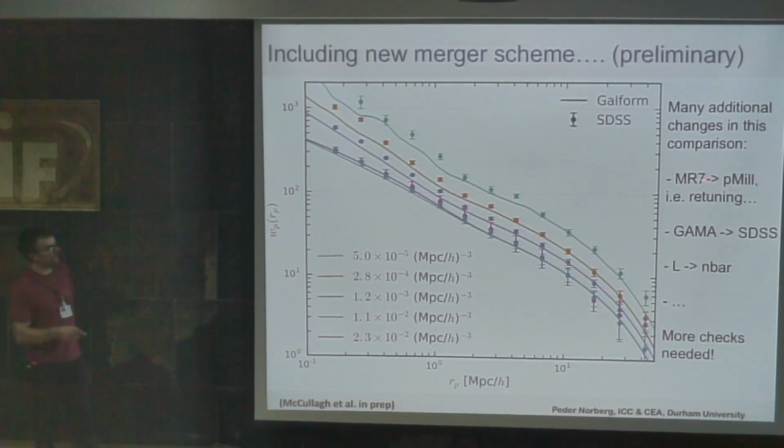We have changed simulations, going from MR7 to P Millennium. In this example we have also changed the cosmology, which means we need to retune the models, so they're not like for like. We have changed the data set we compare to from GAMA to SDSS. We have changed the luminosity threshold samples to samples defined on number density as opposed to luminosity. So more checks are needed, but this is done independently of the merger scheme implementation, which is currently being written up, on how Galform does the merger schemes. So you have two ways here again to see that things need to be improved.